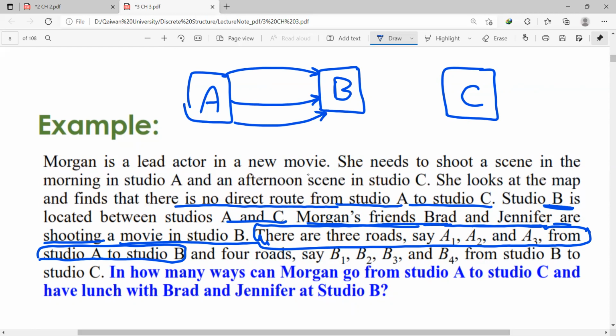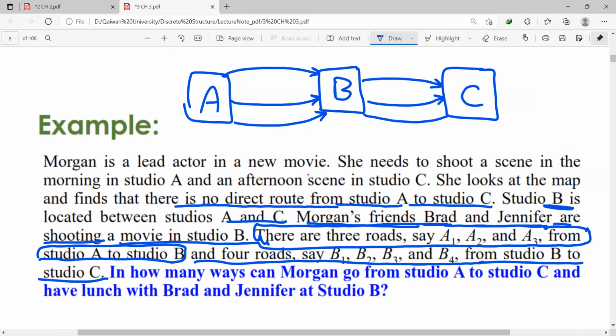That means going from A to B, how many choices do we have? From A to B, we have 3 ways. Okay? And it says 4 roads, say B1, B2, B3, and B4 from Studio B to Studio C. That means from B to C, we have 4 ways.